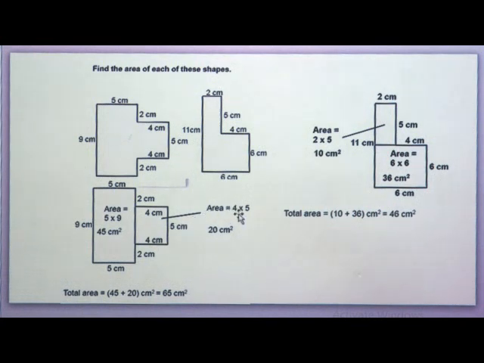So, area is again length into breadth. Our length is 4 centimeter multiplied by 5 centimeter. So, the total is 5 fours are 20, and centimeter multiplied by centimeter means centimeter square. Now, you have found the area of this figure as well as the area of this figure. Now, we want to find the area of the total figure. So, the total area is equal to the sum of figure 1 and figure 2.